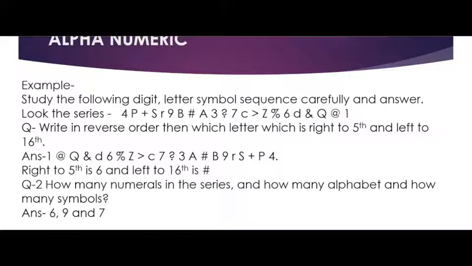And how many alphabets? You see, Q is there, D is there, Z is there, C is there, A is there, B is there, R is there, S is there, and P is there. So there are 9 alphabets. And how many symbols? At the rate, percentage, greater than, question mark, hash and plus. So there are seven.